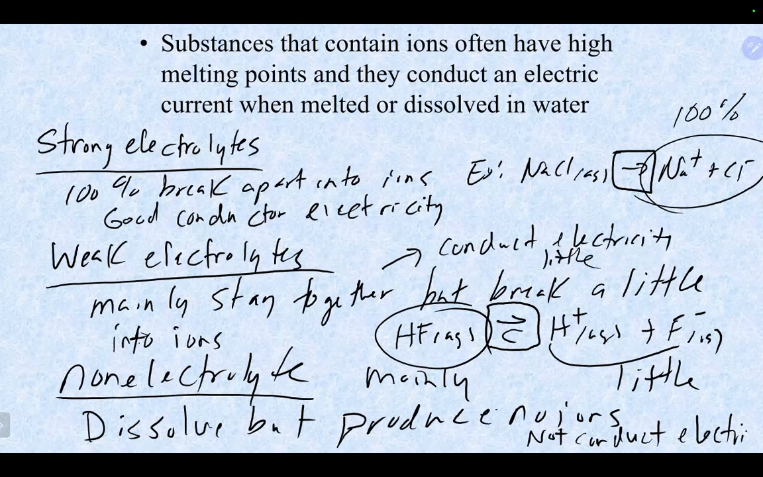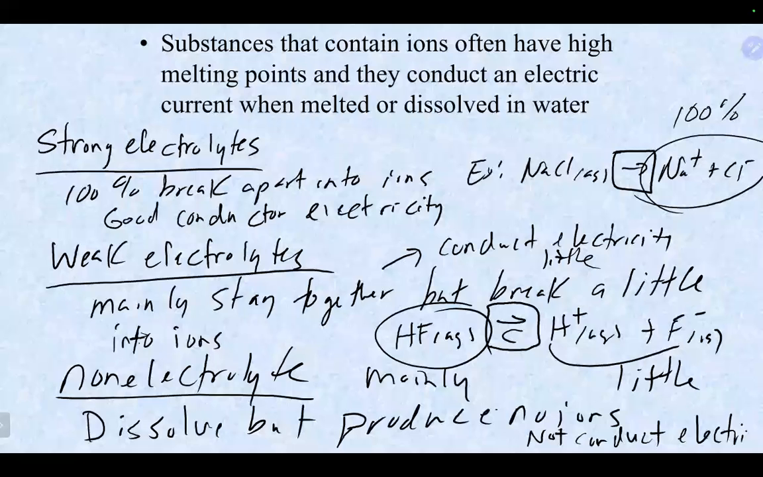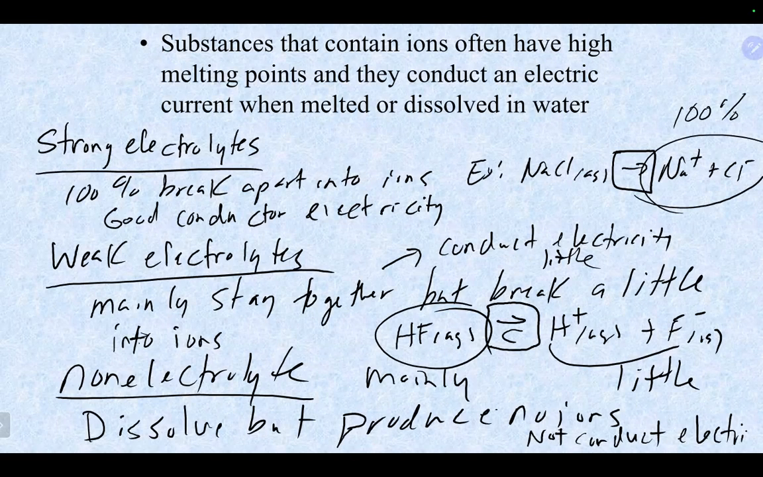So the difference between the three: strong electrolyte 100% breaks apart into ions. That's all you got in there. Conduct electricity really well. Weak electrolyte mainly stays together, but still able to produce a little bit of ions. So still able to conduct electricity, less than obviously a strong electrolyte. A non-electrolyte will dissolve in solution, but because there's no ions present, will not conduct electricity.